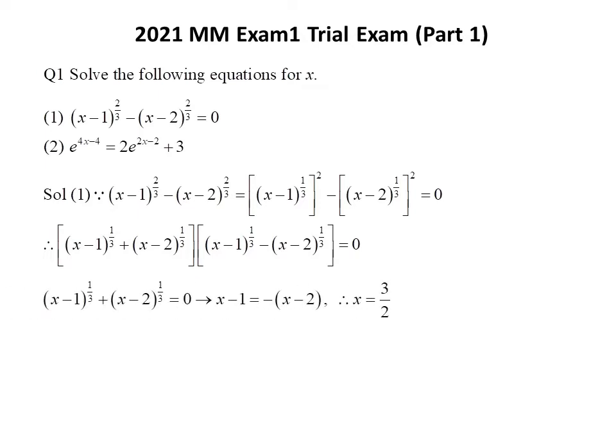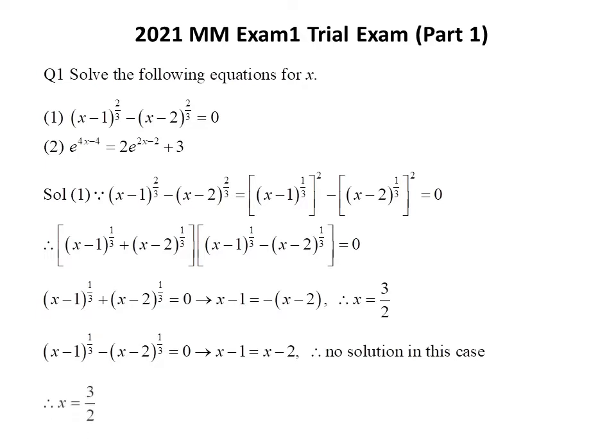Then the null factor law is applied here. The factor of (x minus 1) to the power of 1/3 plus (x minus 2) to the power of 1/3 is set to 0, and we find x is equal to 3/2. As for the other factor, it has no solution when set equal to 0. Therefore, 3/2 is the solution for this equation.